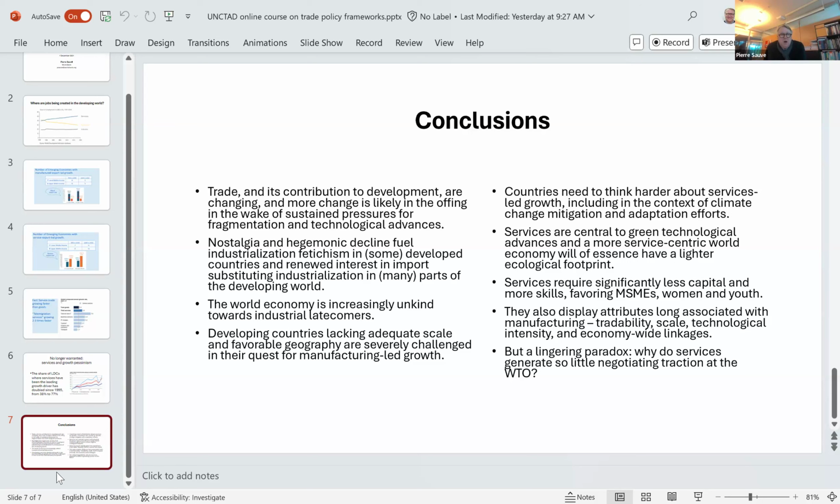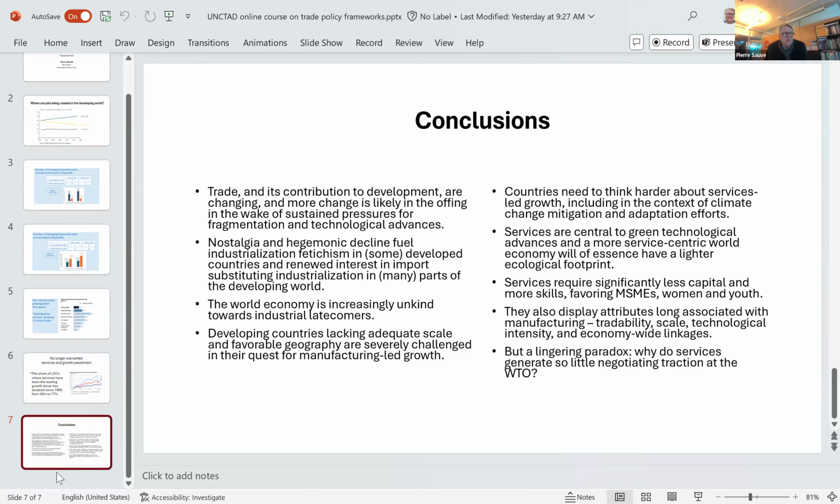Industrialization tends to be highly concentrated. The big sectors are increasingly concentrated, and they're concentrated in the hands of countries that have either sufficient market size or the geographical attributes, proximity to large markets, proximity to the sea, that make a difference. And so a lot of developing countries simply don't have those attributes, and they're going to have to start to think harder about alternatives, including the alternative of services.